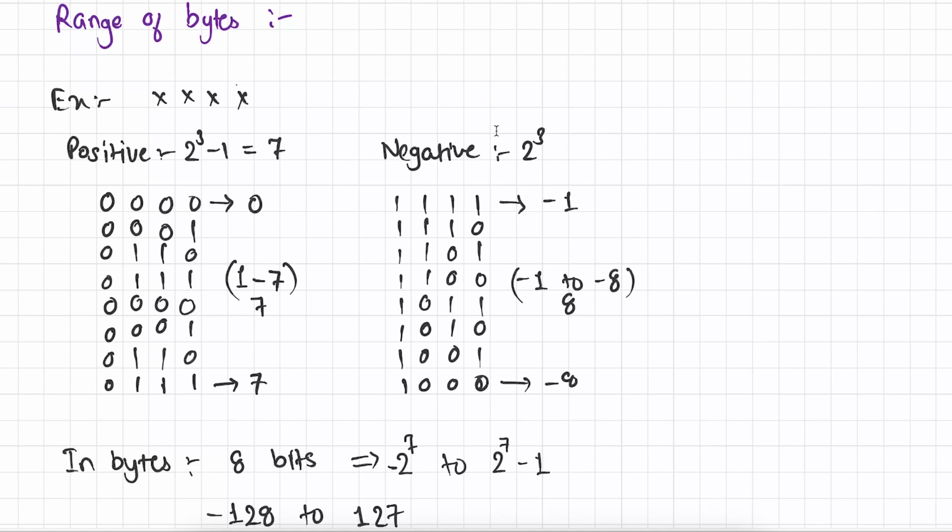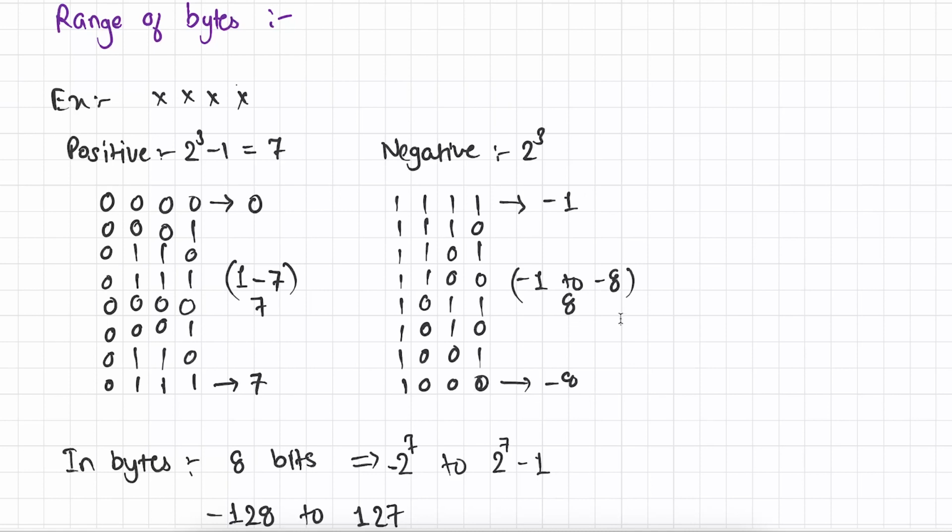And what about negative? We can store 2 to the power 3 numbers. It means 8 numbers we can store in negative. So 8 negative numbers we can store in this range. How? First, let's fix the most significant bit to 1 to represent negative numbers, and then from 111 to 000 we can store from -1 to -8. So the range comes out to be -1 to -8, 8 numbers.